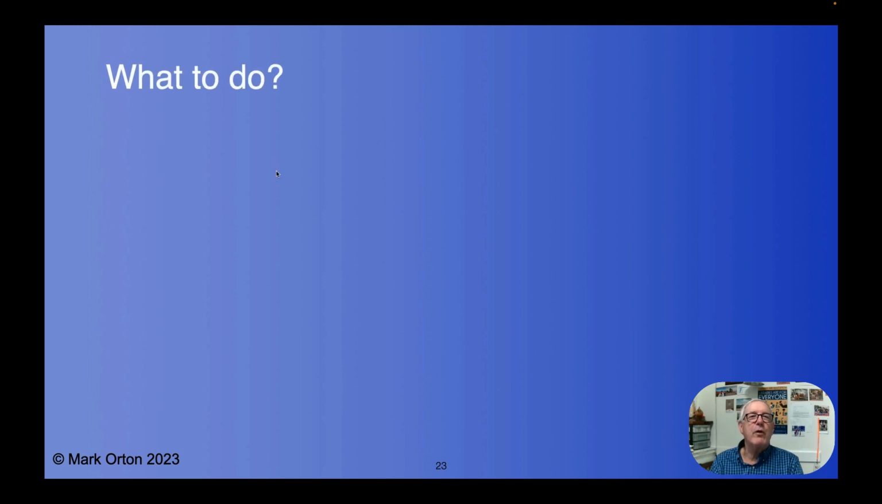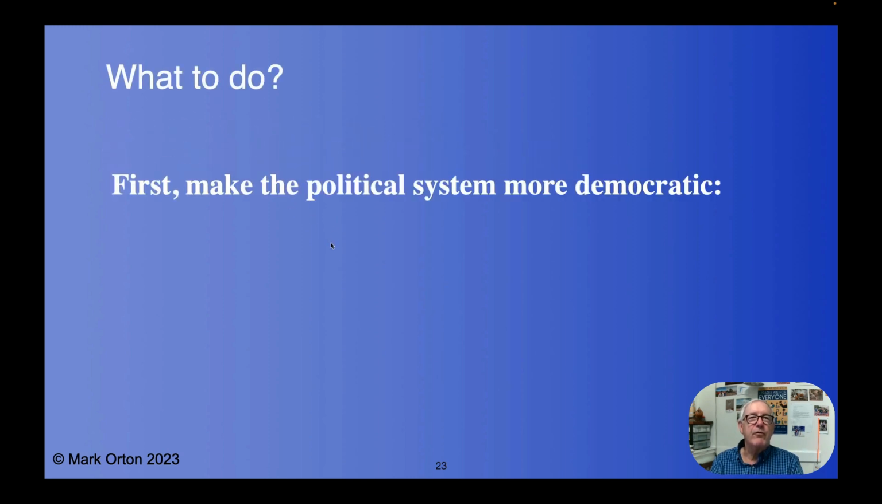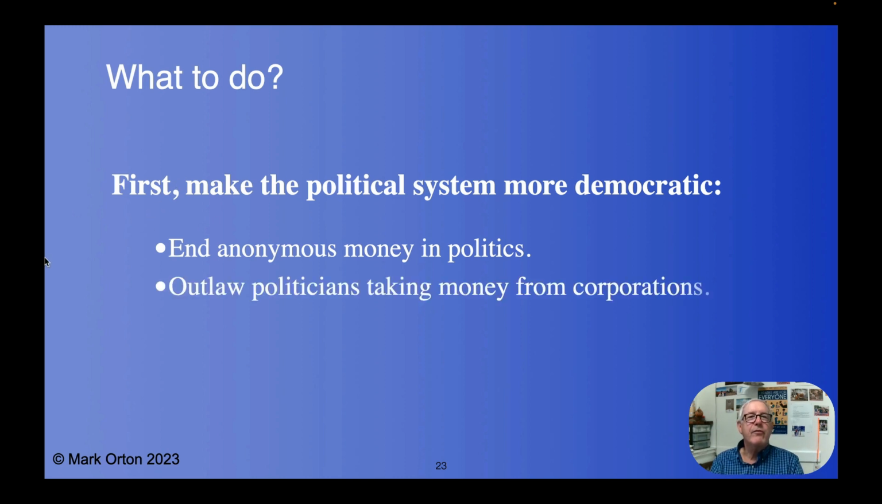So what can we do at a practical level? First, we've got to make the political system more democratic. We have to somehow or another break up the control by the rich and corporations of our politics. So one thing to do is to end anonymous money in politics. And a second would be to outlaw politicians taking money from corporations. Corporations are not people. They are not human beings. They are the creation of laws. So we shouldn't treat them as anything other than that.